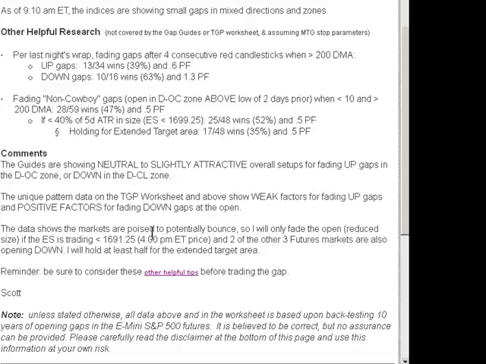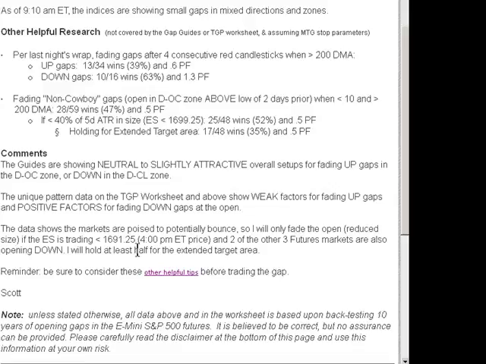So it'll only fade the open with reduced size if the ES opens down below its 4 p.m. close. Whenever you see something like that, it means I want to make sure that the Spider is also gapping down, and 2 of the other 3 futures markets are also opening down. Now, I clarified in the trading room right after I made this post, and this is one of the benefits of being in the trading room, that I needed one of the ETFs to be trading down, and 2 of the other 3 ETFs to be trading down too. I should have clarified that.